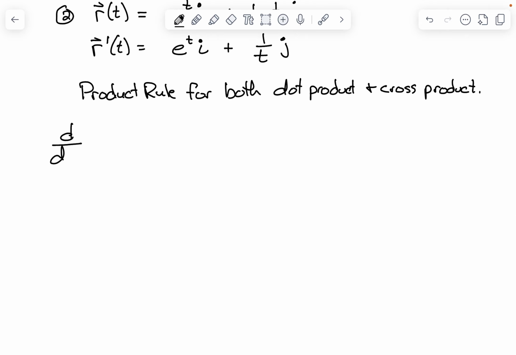The derivative d dt of r dot u is equal to r prime u plus r u prime. And these are both dot products in here. So it's r prime dot u plus r dot u prime.